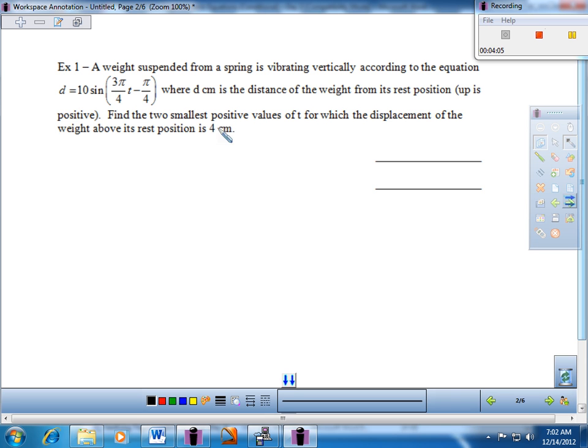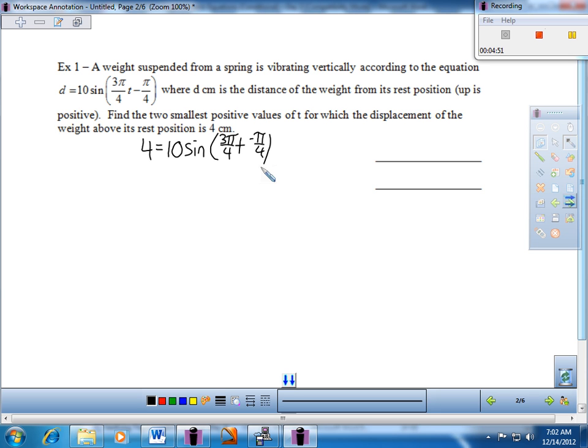Sounds great. So given the output, can you find the inputs? Now remember, theoretically, there are an infinite number of inputs. In this case, we're going to go with the first 2, the 2 in the primary cycle. So let's give it a try. Everyone, let's put 4 in for D. So 3 pi over 4t, and then minus pi over 4. We'll have to deal with those pieces a little later on, but let's start out with good old-fashioned algebra. Obviously, our goal is to solve for the variable.